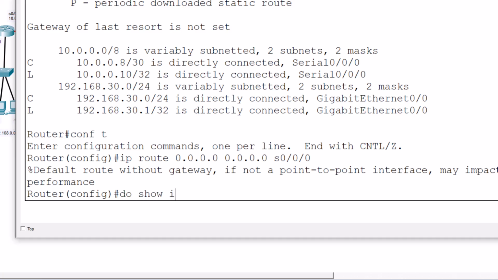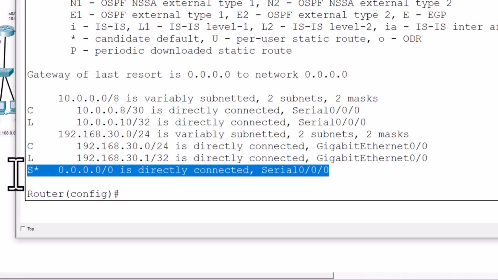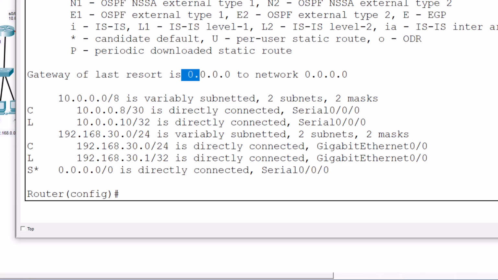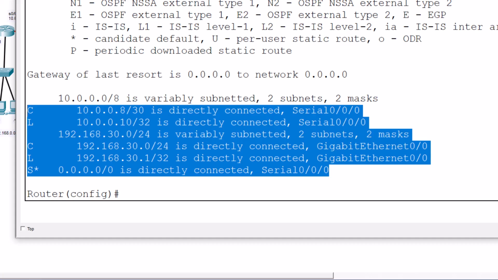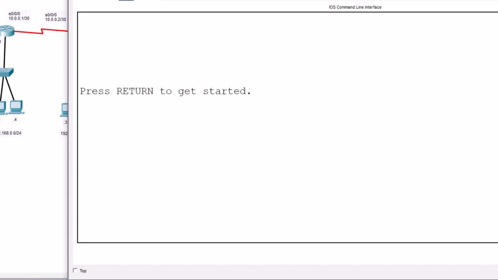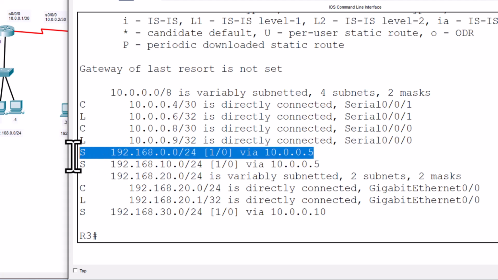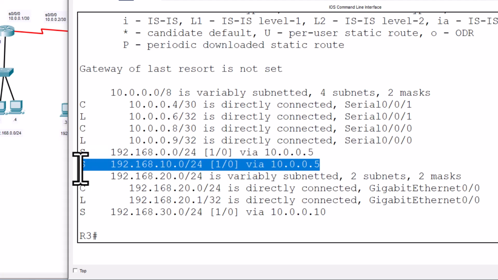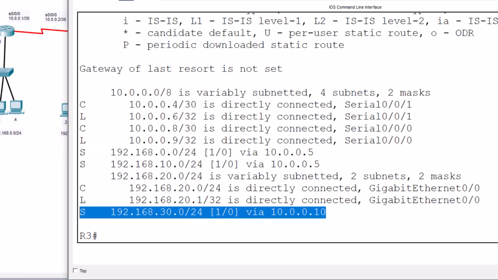Do show IP route. Here we are. Look at that. It's just saying send everything out serial 0/0/0. Our gateway of last resort is now set. We did not have to configure a bunch of static routes in there. Let's look at one of these routing tables here, just so you can see, in case you haven't seen. See, in these routers, you need to put the static routes in here because there's two directions out of these routers. They're not on a stub network.